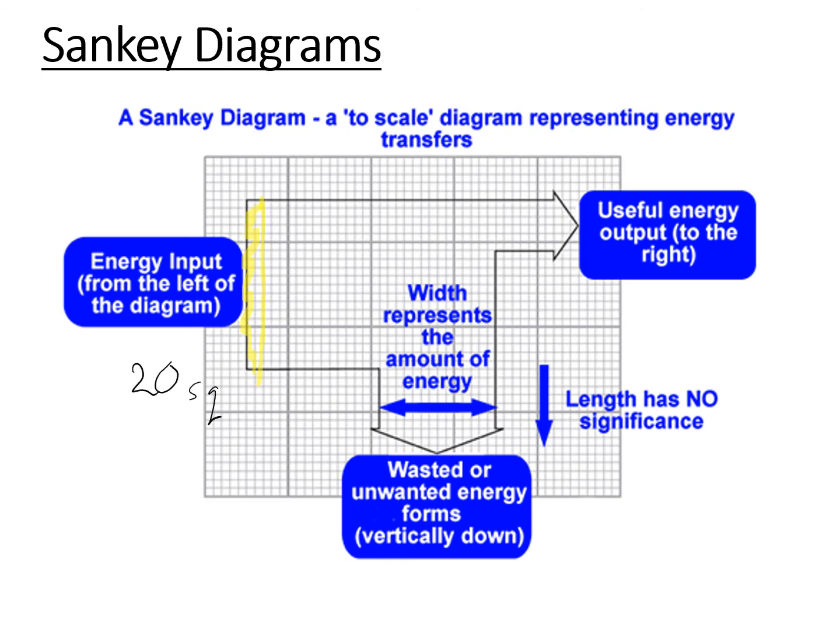Okay, 20 squares. The useful output is always the horizontal one. So the horizontal one there, let's see how thick that is. Well, that to me looks like 6 squares. Let's get that to be black. 6 squares. Okay.